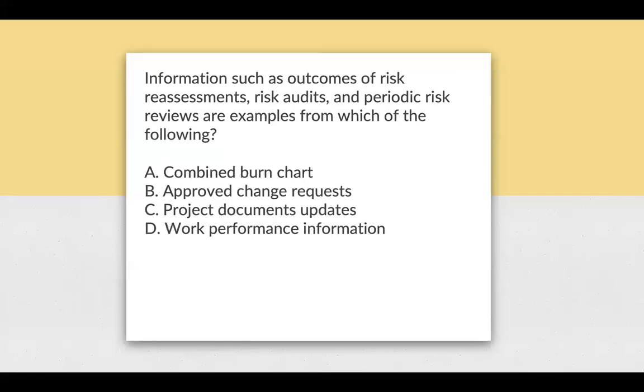Next question. Information such as outcomes of risk reassessment, risk audit, and periodic risk reviews are examples from which of the following? A. Combined burn chart. B. Approved change request. C. Project document updates. And D. Work performance information.